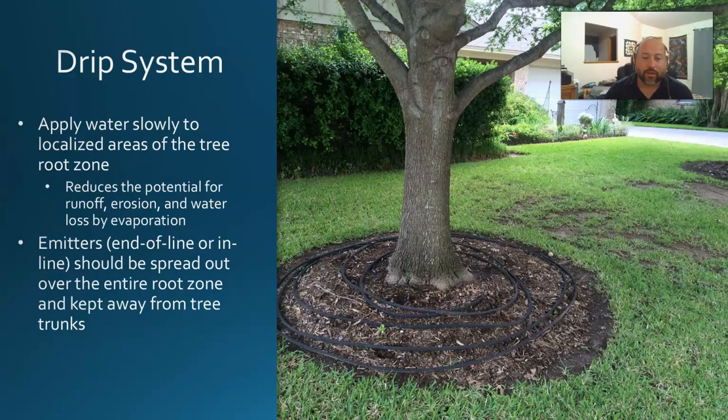Your emitters, which are the end of the line or inline areas where the water's coming out, should be spread out over the entire root zone, and you want to keep it away from the tree trunk. So you can see here, spread out over the roots, kept away from this part right down here. That's what we call the root collar. We don't want to hit the root collar too much. The one thing to really consider, though, is not a lot of competition here, so your root zone is probably farther off than you think. So you really got to look at what your canopy is, and then think about at least a couple times that. So you might want to think about putting that a little bit farther.